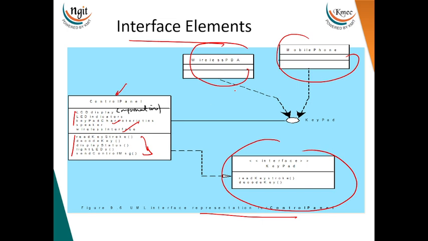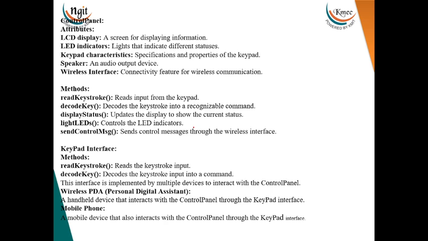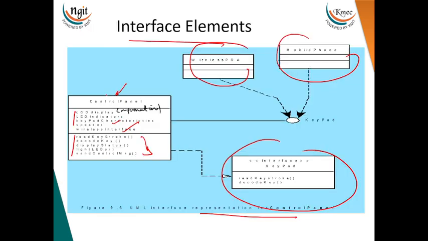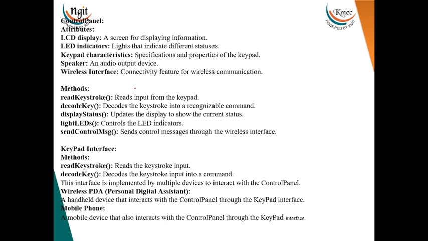And this is the PDA, how it is connected. We are going to see this one. Correct? Attribute, control panel. What is the control panel here? This is the control panel. What are its attributes? LED display, screen display, LED indicator indicating keypad characters, speakers. And what are the methods? Read keystroke, read the input from the keyboard, decode that, display that, light the LEDs on this one, send a control message.